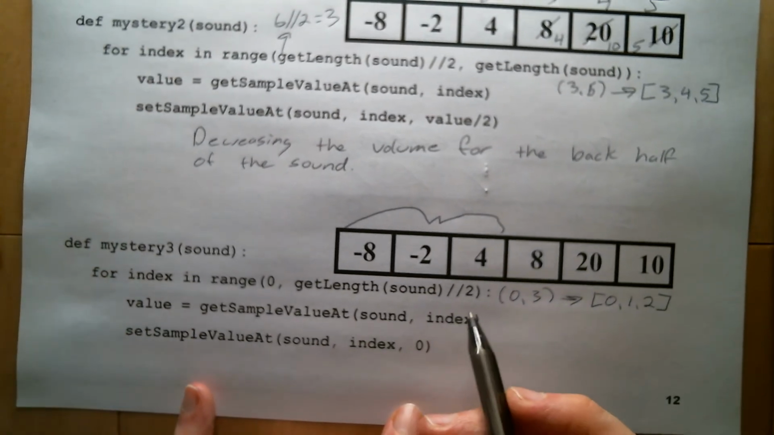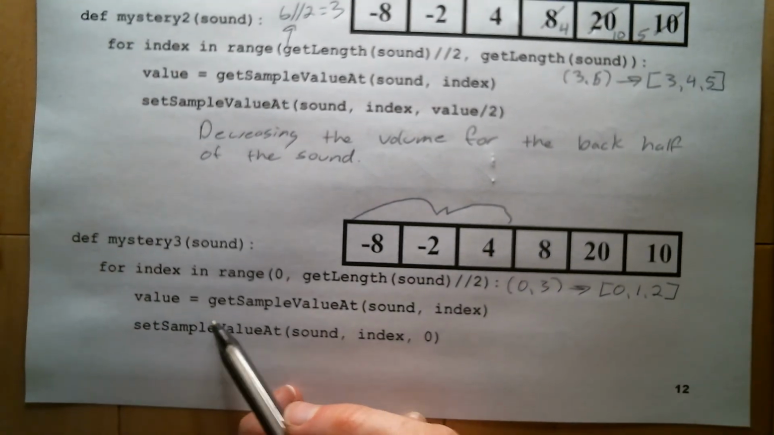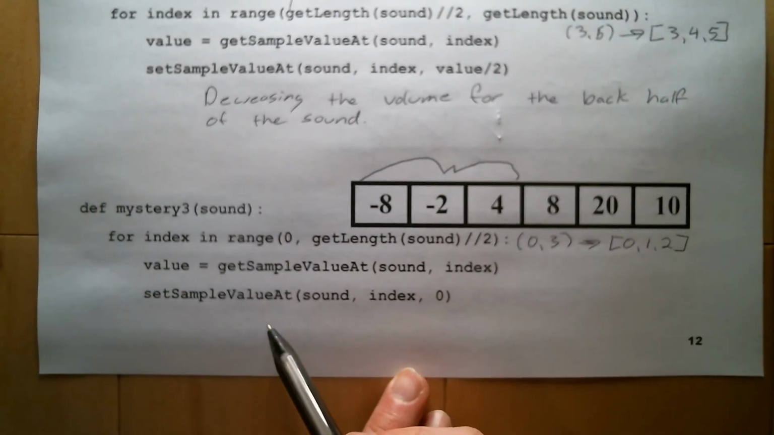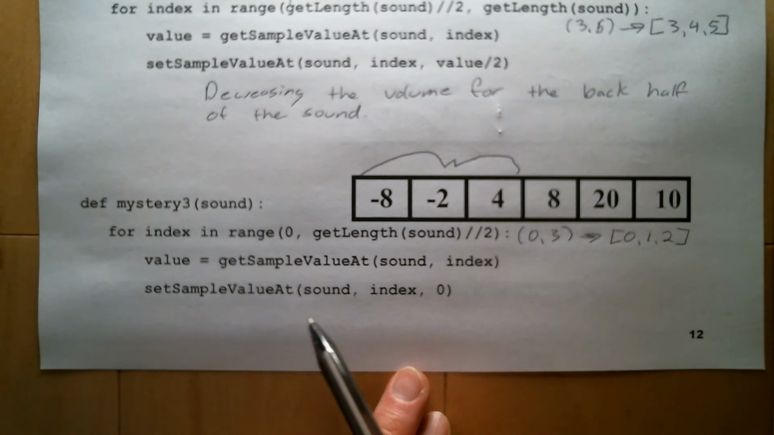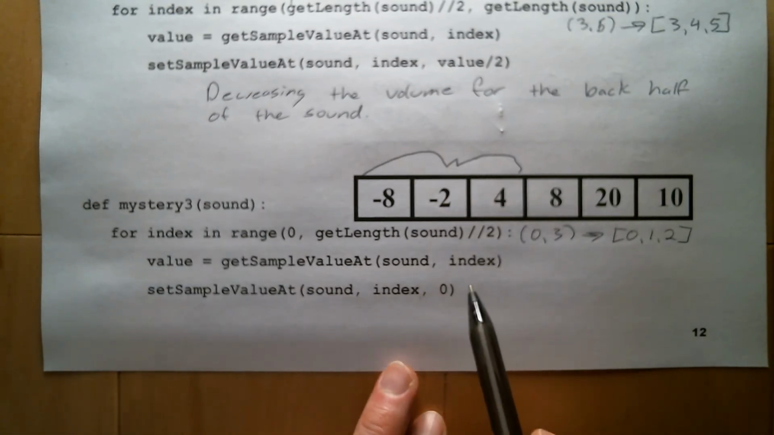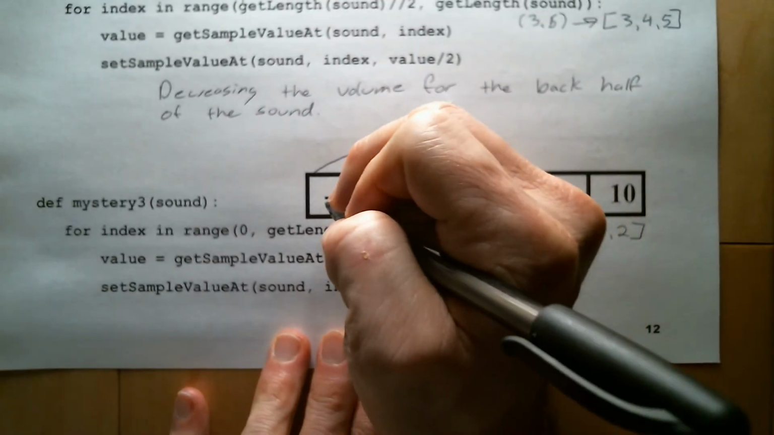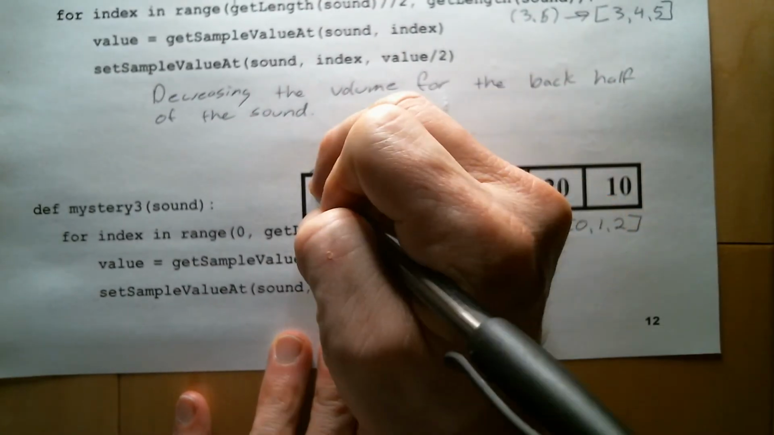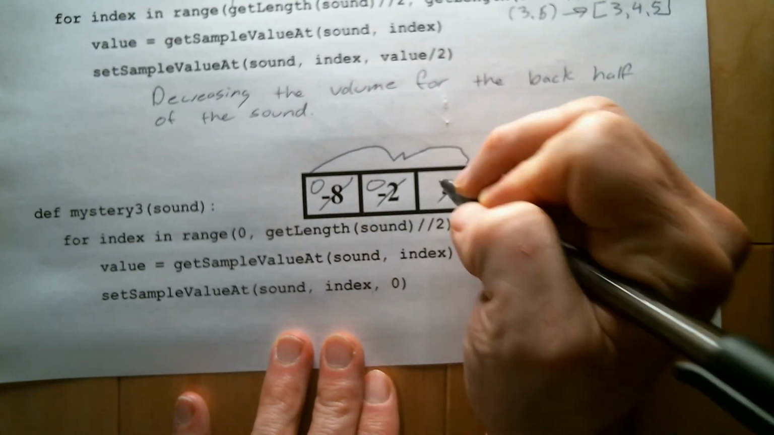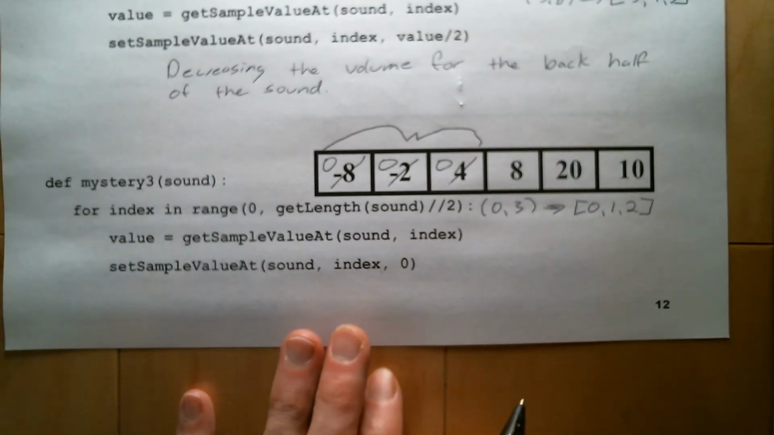Now, what is it actually doing with that? All right, so we're still doing the value equals get sample value at. That part's been the same every single time. Only this time, we're not doubling it or dividing it in half. We're literally just zeroing it out. All right, so instead of having -8 here, it's just going to drop to 0. Instead of having -2, it's going to drop to 0. Instead of having a 4, it's going to drop to 0.